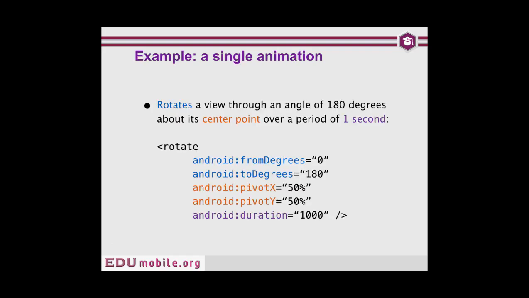So here's a single animation, a rotate transform, which will rotate a view through an angle of 180 degrees about its center point over a period of 1 second. So from degrees to degrees shows you the rotation part. The pivot is the point about which the rotation will occur. 50% just says halfway in the X and halfway in the Y. This rotation will occur about its center point, and it will last for 1 second, 1,000 milliseconds. Android duration sets that period of time.